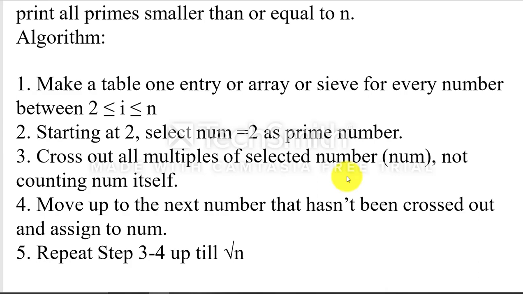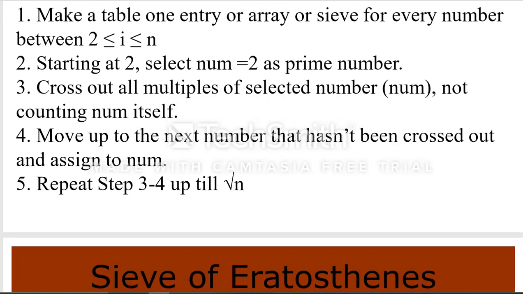Now select the next number. The next number is 4. 4 is already filtered out because it is a multiple of 2. So now move to 5. 5 is not filtered out because there is no factor of 5, so consider it a prime number, and again filter out all the multiples of 5, and this will repeat up to the square root of n. This method will be repeated. Let us check.